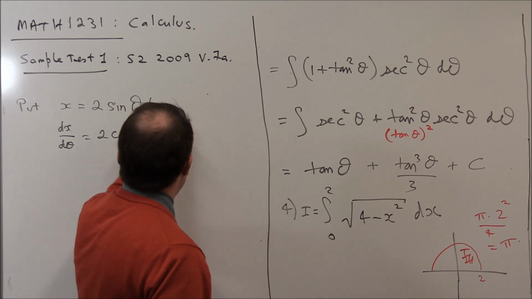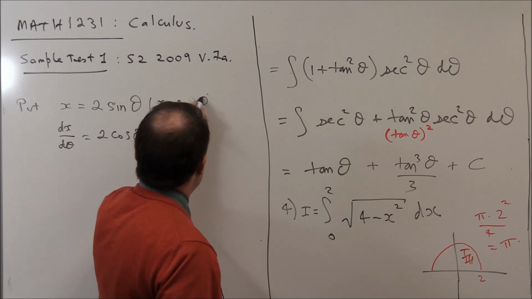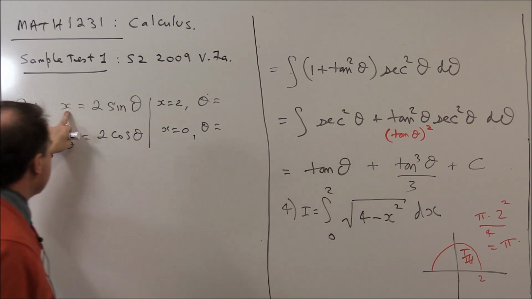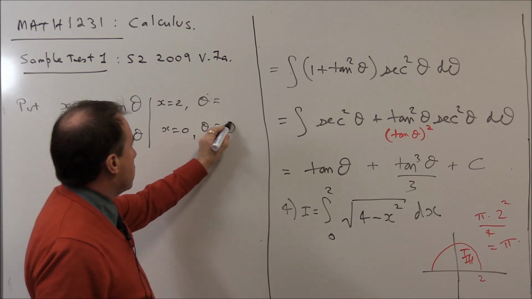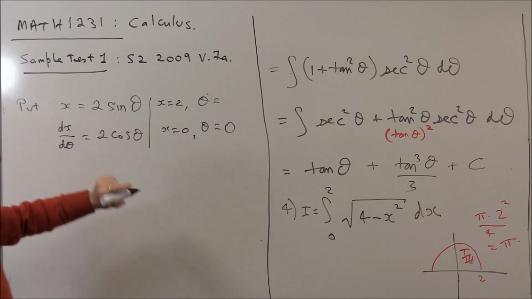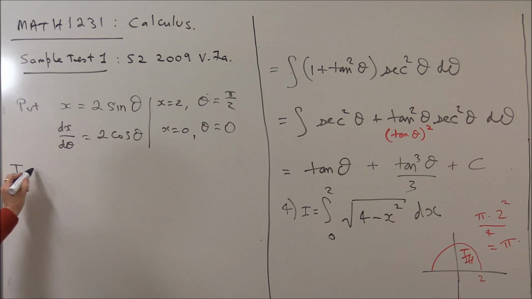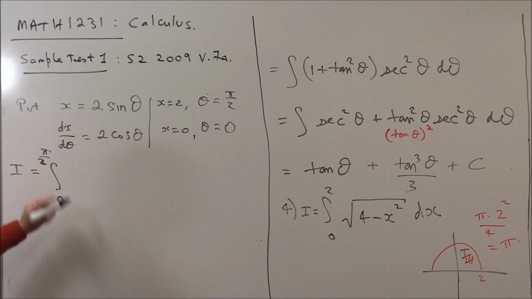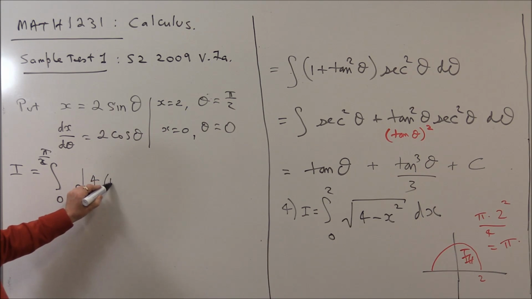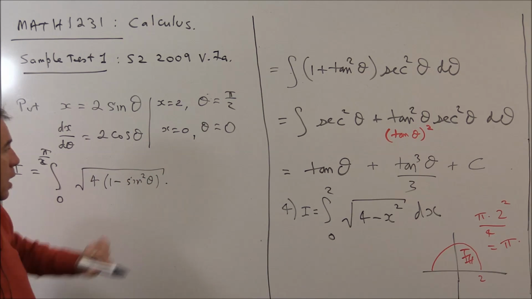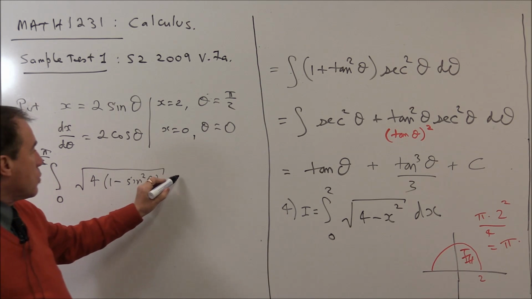Well, firstly, by the way, when x is 0, 2 sine theta is 0, theta 0. When x is 2, sine theta is 1, so I'll take that to be pi on 2. So I plug all that information in, and I get the integral from 0 to pi on 2. Now I get the square root of 4 into 1 minus sine squared theta, factor the 4 out, and the dx I replace with 2 cos theta d theta.